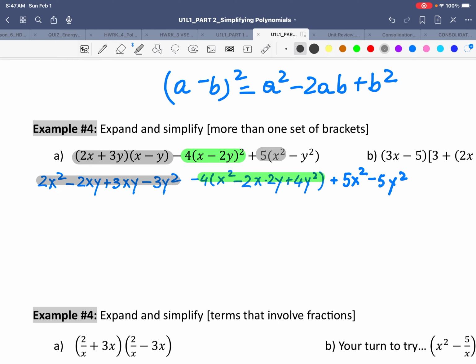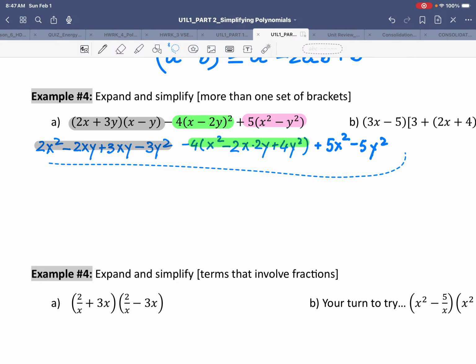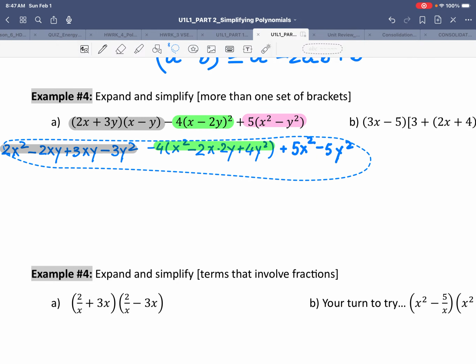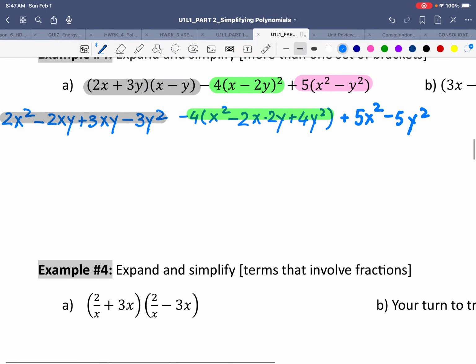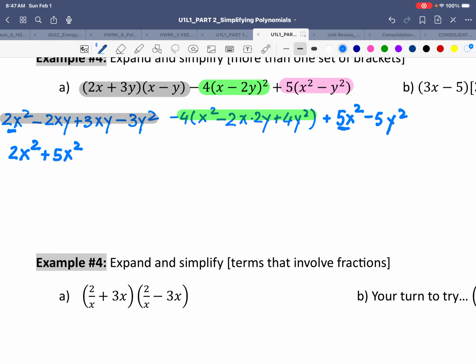And at this point, we're ready now to collect like terms, almost. So besides this part of the expression where we are multiplying by the monomial negative 4. So let me bring this a little bit further here. Okay, and here we go again. So we have 2x squared. Now remember 2x squared here, 5x squared here, plus 5x squared. So let's group like terms in the meantime.